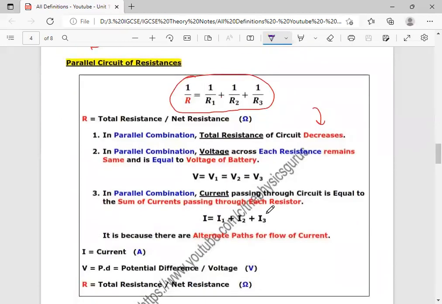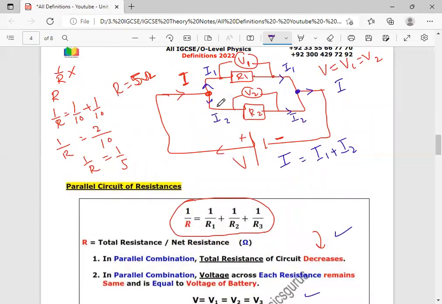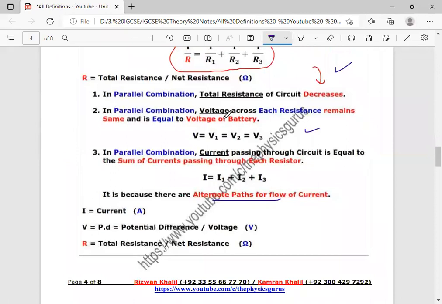In series combination, resistance increases. In parallel combination, resistance decreases. In series combination, current remains the same. In parallel combination, voltage remains the same. In series combination, voltage across each resistance varies depending on the value of the resistor, so total voltage we can calculate by adding them. But in parallel combination, current is being split. Why? Because there are alternate paths for the flow of current. Current can flow in this direction, current can flow in this direction. So current will split or divide.